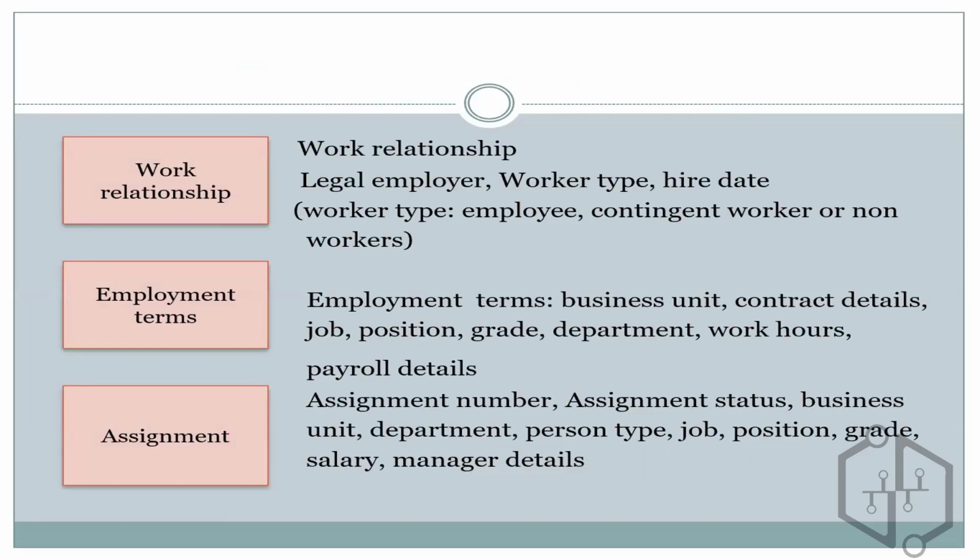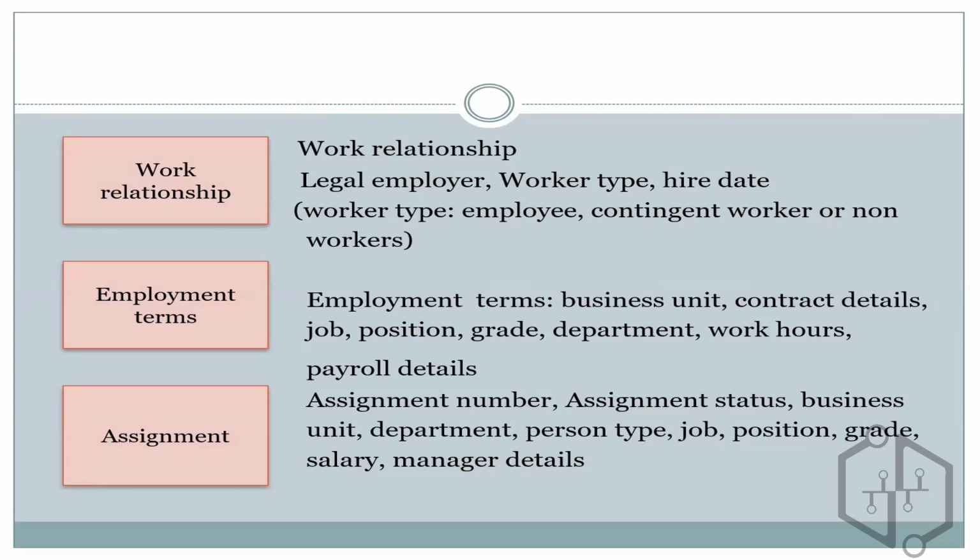Work relationship. Now, what is work relationship? I'll tell you what is work relationship. Work relationship is the relationship between the employer and the employee. And work relationship is legal employer, worker data, hire data, worker type, employee, contingent worker, non-workers. And what are the worker types? It is employee, contingent workers, or non-workers. Non-workers, okay.